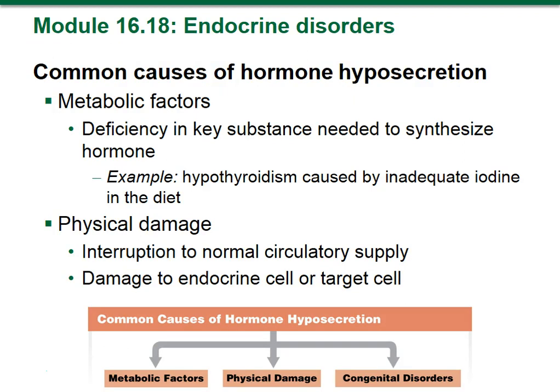So in some cases with hyposecretion, you have metabolic factors that are involved. You have a deficiency in certain substances that are needed to synthesize the hormone, like in hypothyroidism. Maybe you don't get enough iodine. There's a lot of other reasons also. Physical damage, interruption to the normal circulatory supply, damage to the endocrine cell or the target cell can occur.